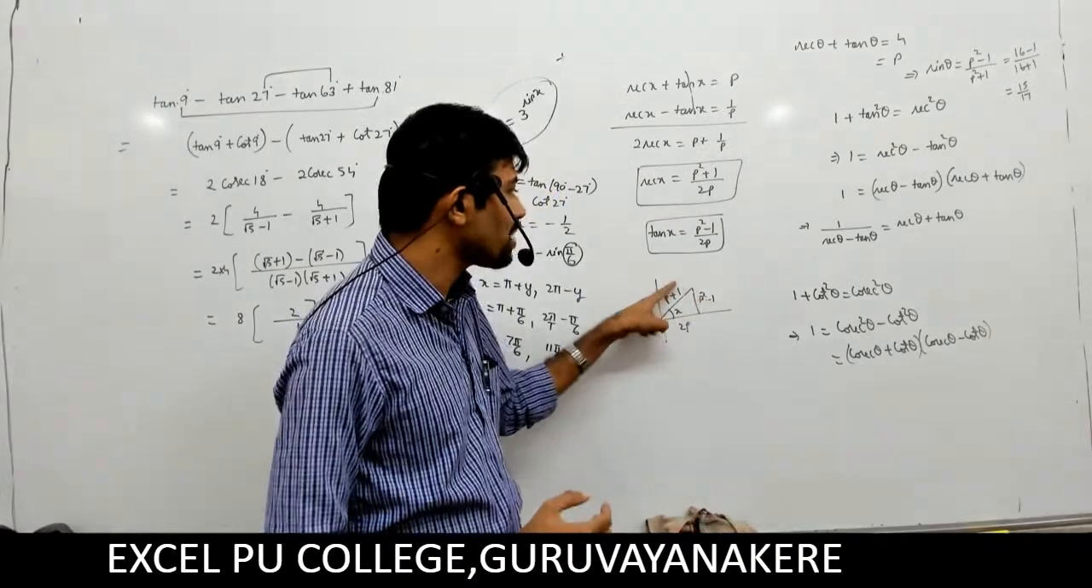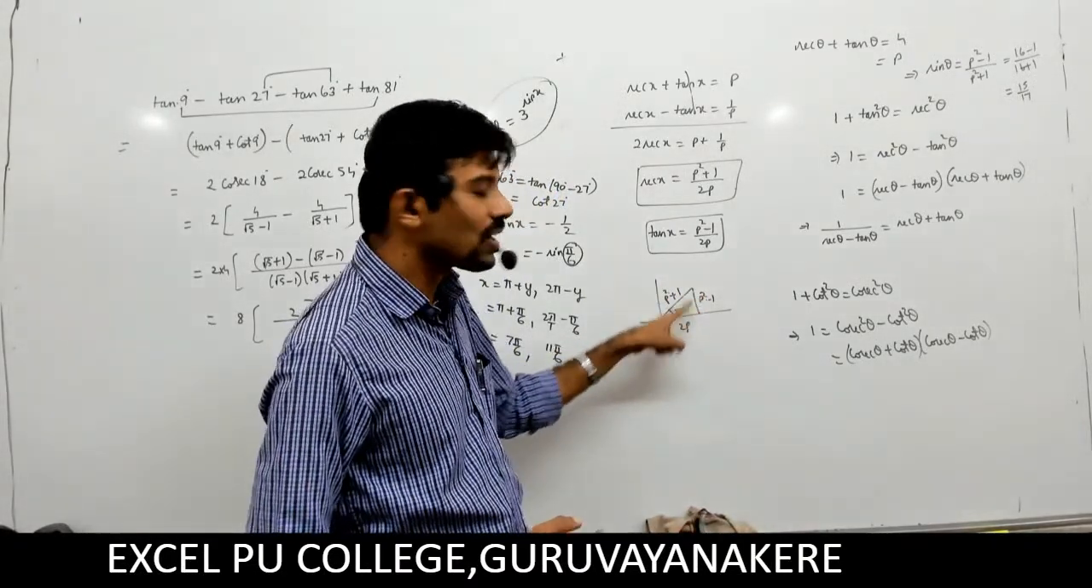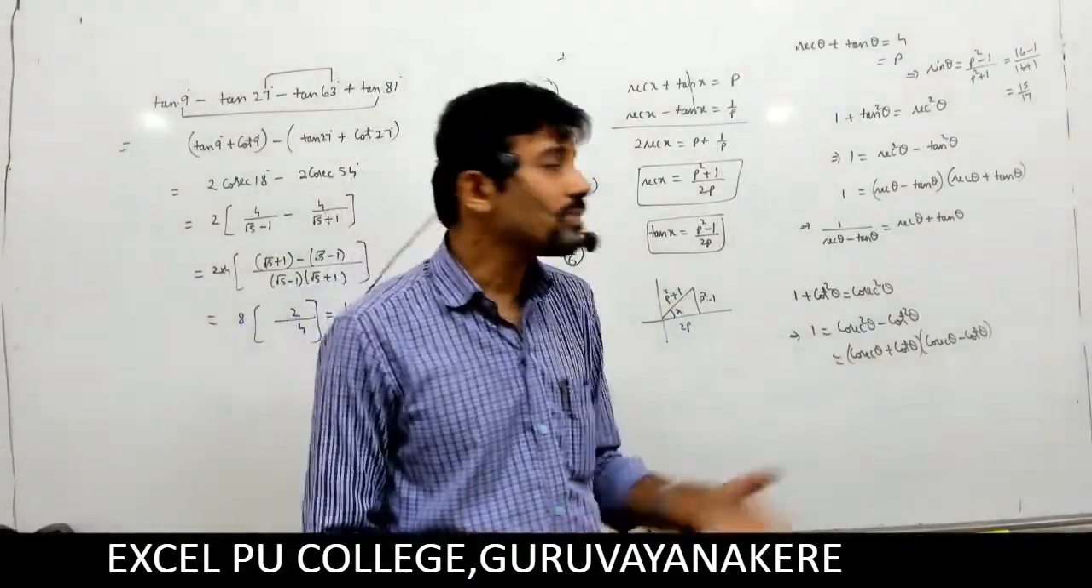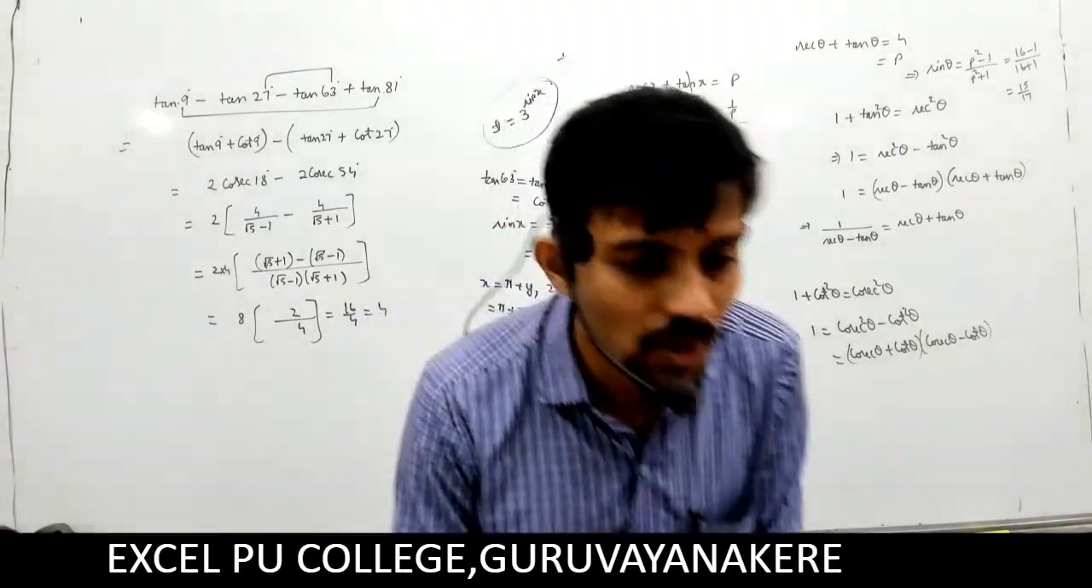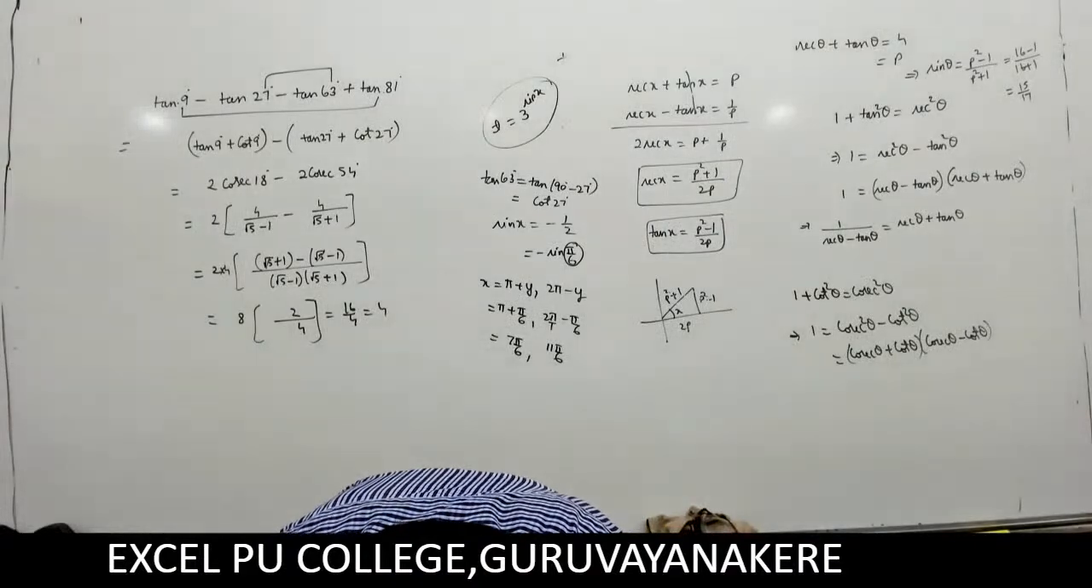Sine is opposite by hypotenuse, cos is adjacent by hypotenuse, tan is opposite by adjacent. Cot, sec and cosec are reciprocal functions, all those things you know. A similar kind of result holds even for cosec x plus cot x. Learn those results, time saving results.